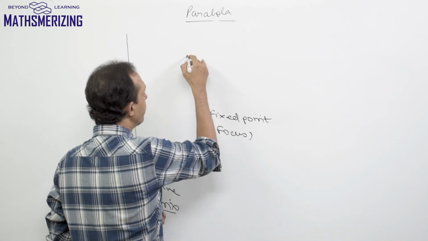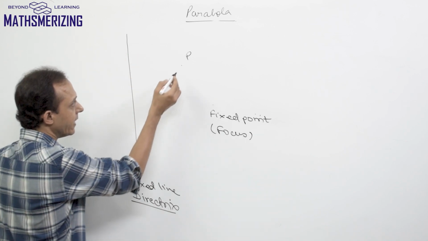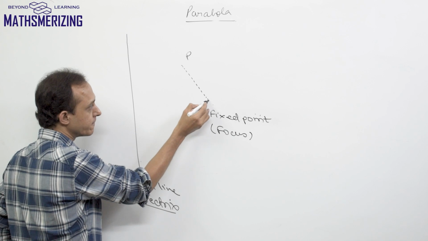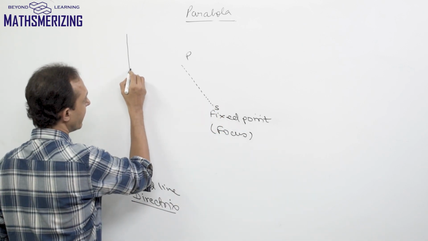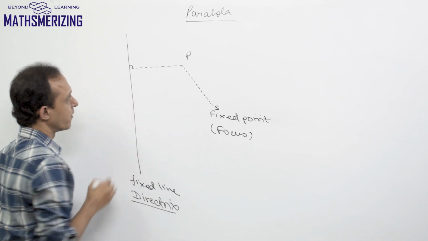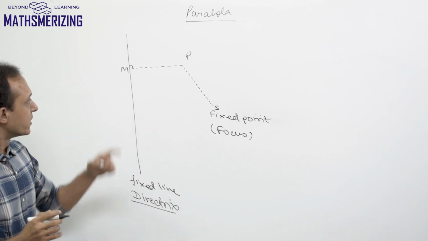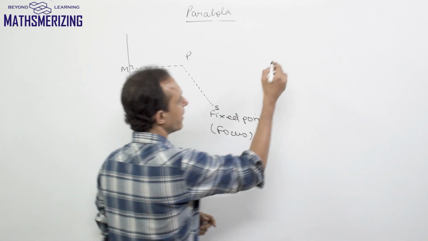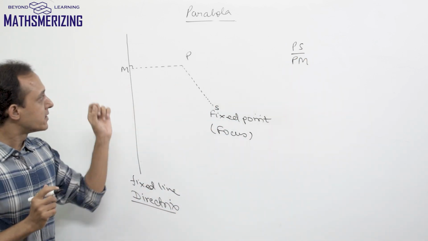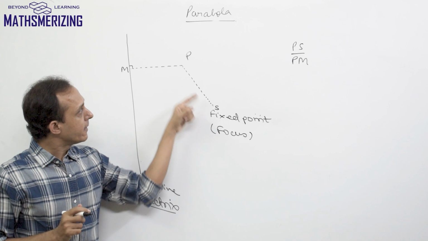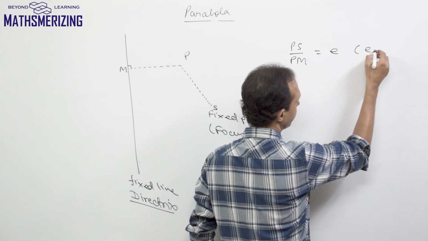Now any point on this conic section, whether it is parabola, ellipse or hyperbola, is at some distance from this focus, and suppose we say this distance is PS, and the distance from this fixed line, the distance from the directrix, is PM. So the third thing that we will have in any conic section is the ratio of these distances, which is PS upon PM. The ratio of the distance of any point from a fixed point and a fixed line is constant, and this ratio is called the eccentricity.